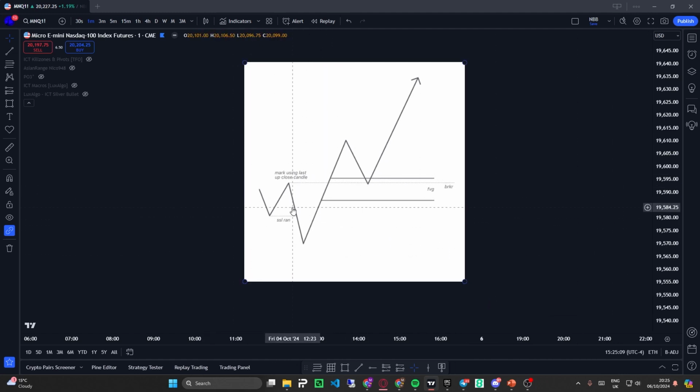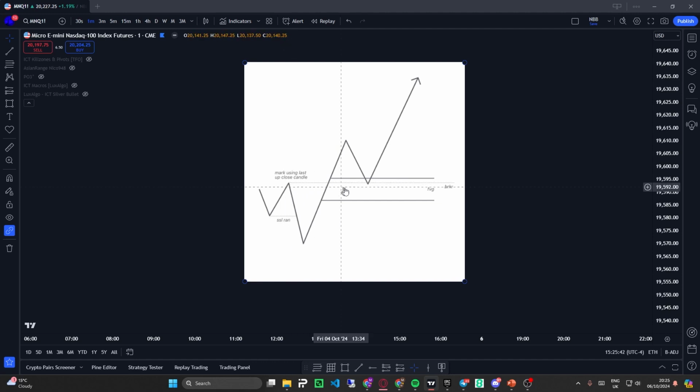So the first thing you want to look for is a breaker block. So what is a breaker block? A breaker block is when you have a market structure shift to the downside and then you have a market structure shift to the upside. So what does that look like? We have a low, we have a lower high, we have a lower low, and then we have a higher high. And our breaker block would be the up close candle within that peak over there.